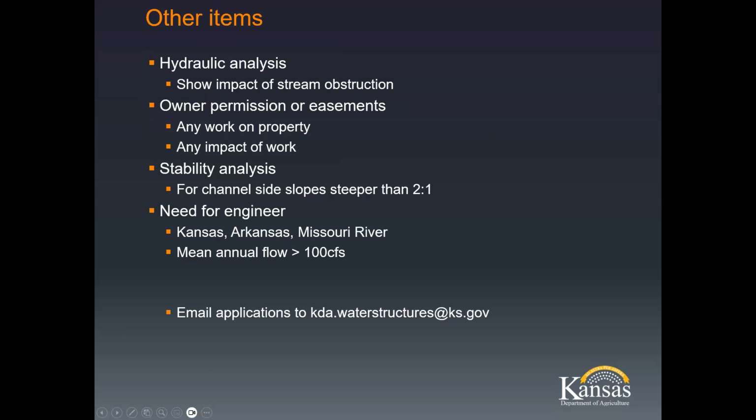Other items that we talked about, hydraulic analysis, we need to know the impact of the stream obstruction. Basically, you can't harm anybody else by putting in the stream obstruction. If we need owner permission or easements, if you're working on a property or any of your work will impact that property, even if the hydraulic analysis shows that some of the water will back up onto somebody else's property, we're going to need an easement from that person that you're going to affect. A stability analysis for channel slopes steeper than 2 to 1, and a need for an engineer.